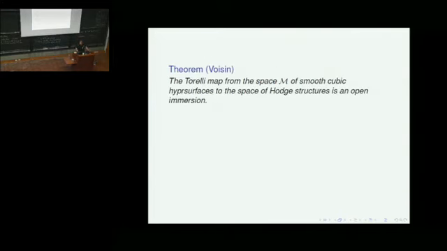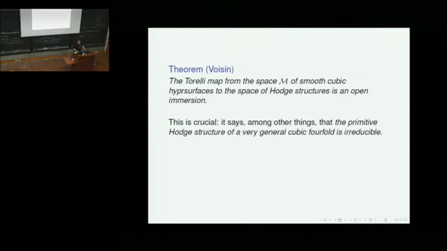And now we have a really key theorem of Voisin's, which says that in fact the strongest possible Torelli theorem holds: the Hodge structure of a cubic fourfold determines the cubic fourfold. What's more, an open dense subset of all possible Hodge structures do occur.